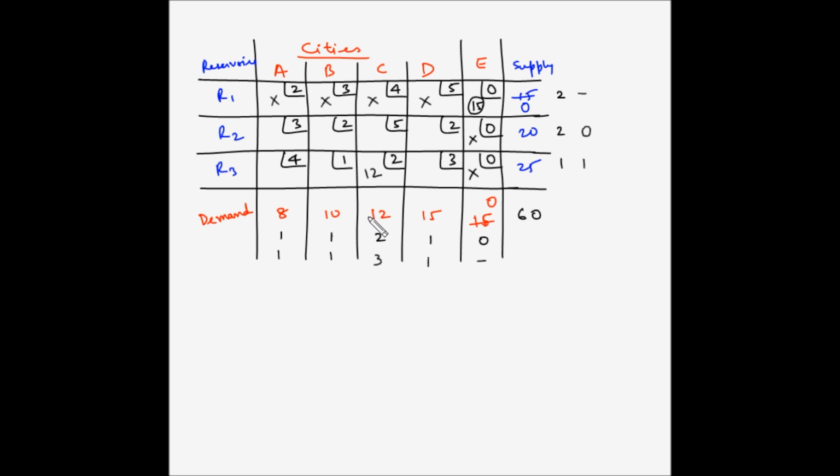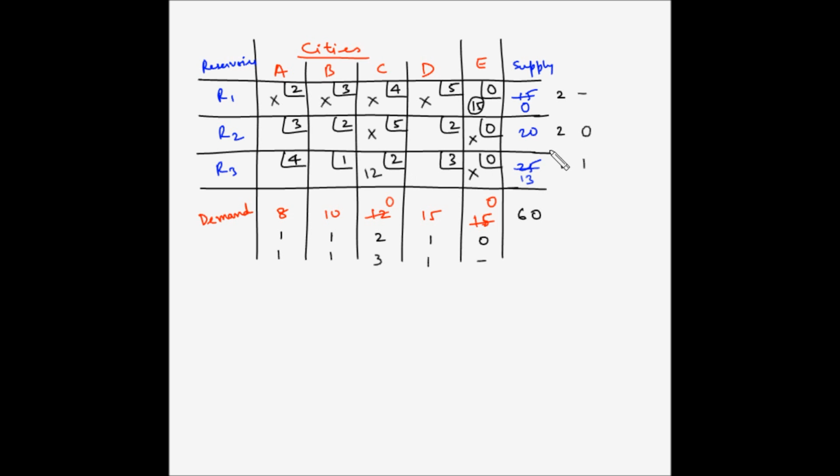Now with this allocation, the entire demand at C has been met and the supply remaining at R3 is now 25 minus 12, which is 13. Also, since the entire demand at C has been met, let's cross off the remaining boxes indicating that they are no longer required to be allocated.